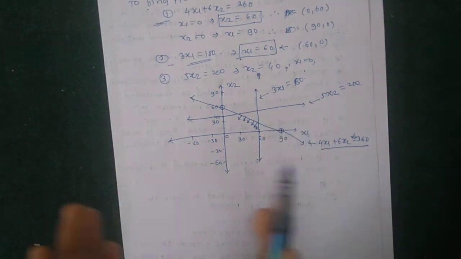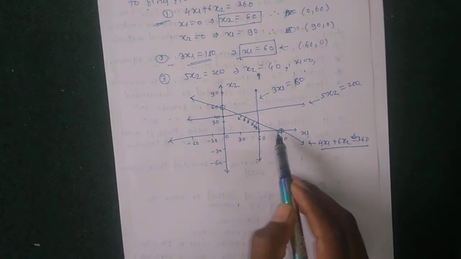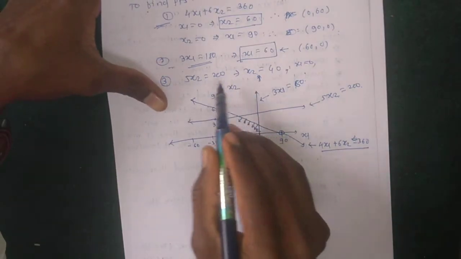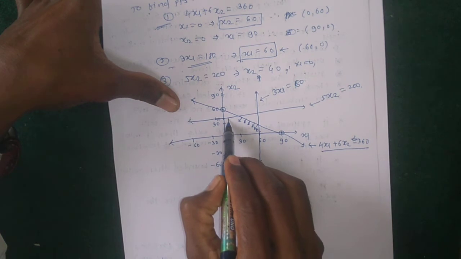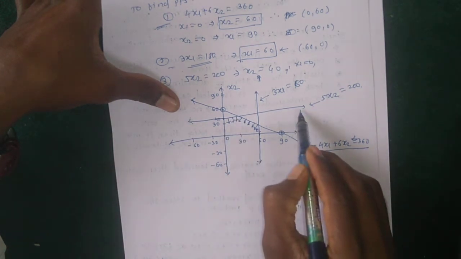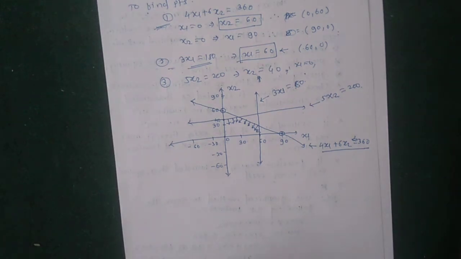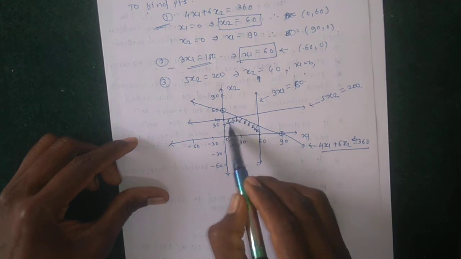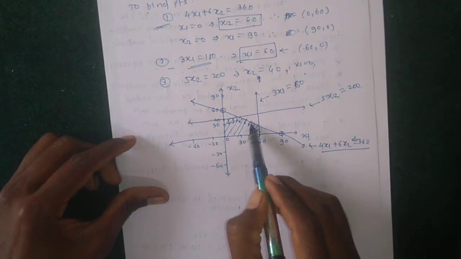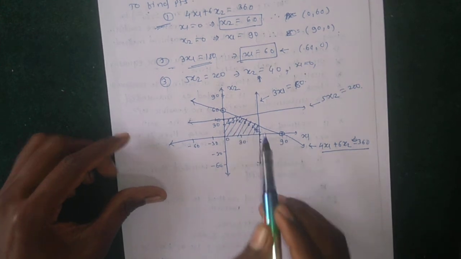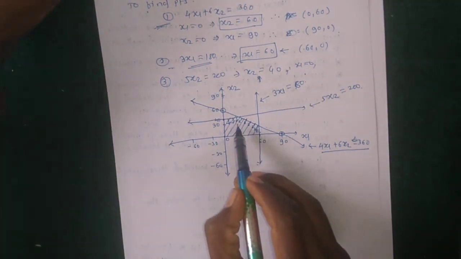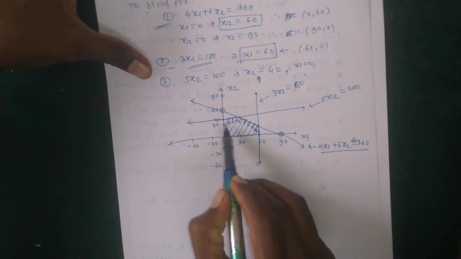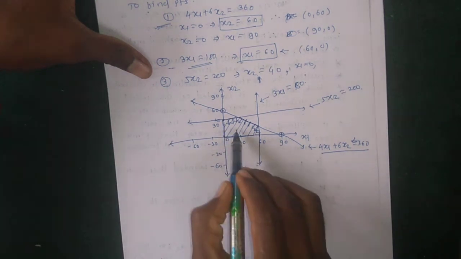Less than or equal means the left side of this line. Then 5x2 is less than or equal to 200, so its region must be below this line. Therefore the common region of all these lines is only this shaded region. This region satisfies all the constraints. The common region of our constraints is only this.